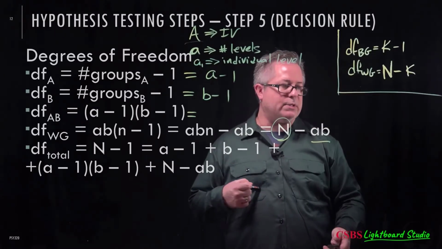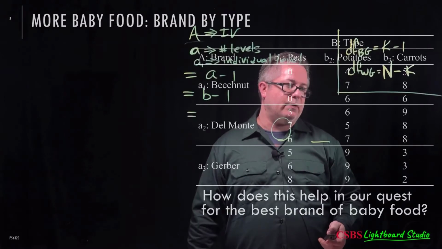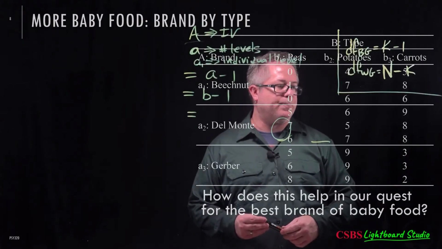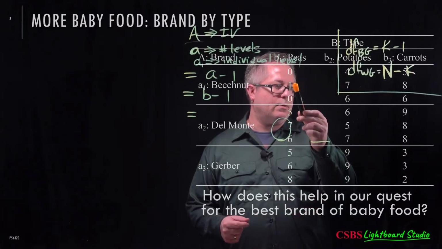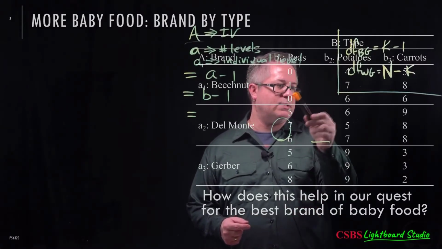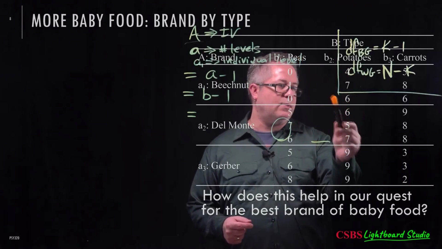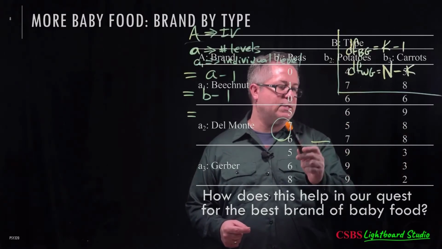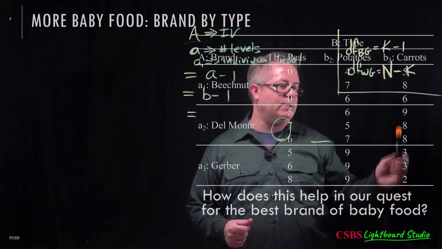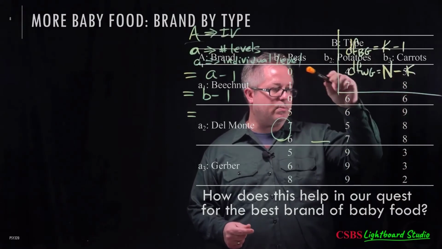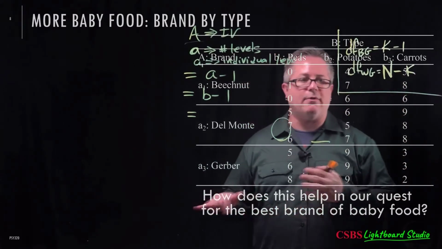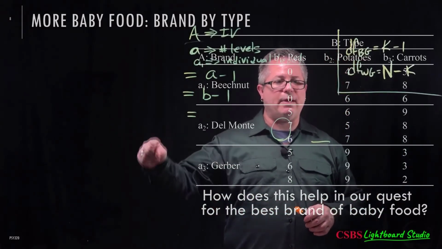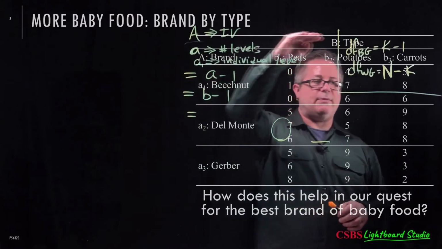Let's go back 1 second to our example here. You can't really see it very well, but this is one cell, peas, Beech-Nut. Another cell, potatoes, Beech-Nut, right? So you have 1, 2, 3, 4, 5, 6, 7, 8, 9 different small groups that are made up of the combinations of type and brand. So we have 9. How do I know I have 9? Well, I have 3 levels of A that have to be factorial with 3 levels of B.